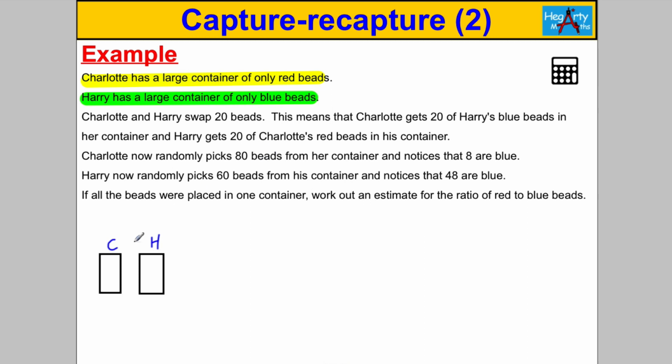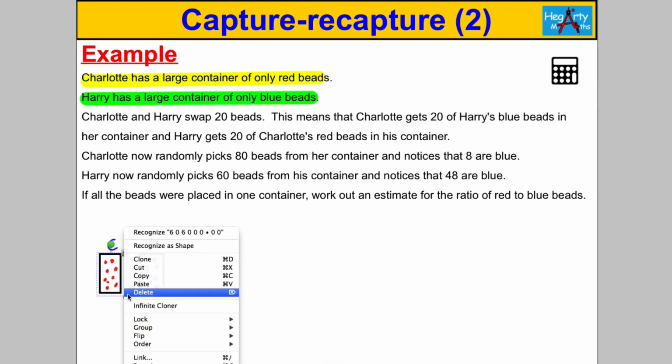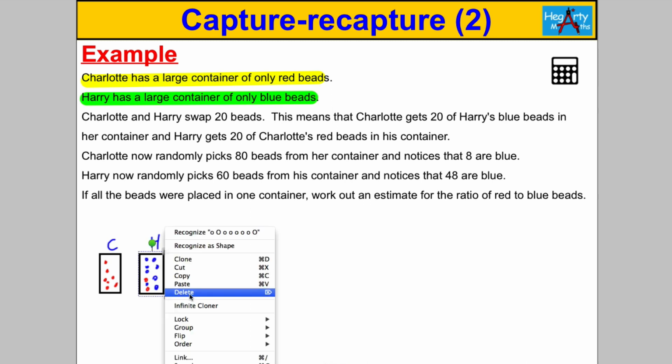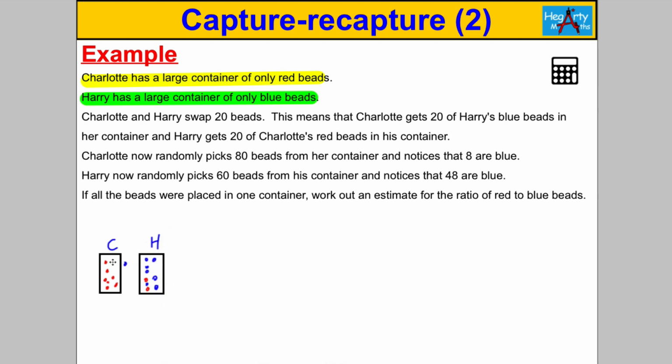We know that Charlotte only has red beads, and Harry only has blue beads. Then we're told that Charlotte and Harry swap 20 beads. This means that Charlotte gets 20 of Harry's blue beads in her container and Harry gets 20 of Charlotte's red beads in his container. So they effectively swap. So for example, it ends up that there are some red over here, and similarly there are some blue over here. That's what ends up happening.